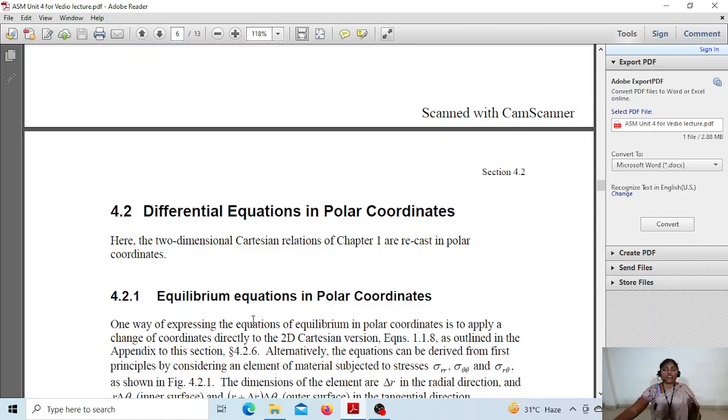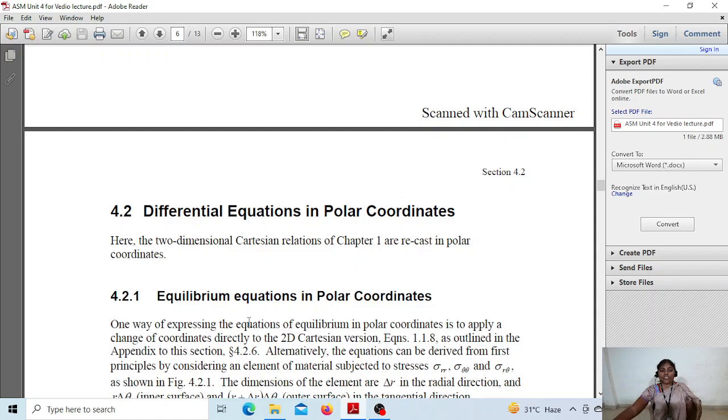We will have 3 equilibrium equations for which 3 unknowns can be solved. In simple terms, suppose a beam is loaded with a UDL or a point load. You know that you will have shear force, bending moment, deflection in x direction, deflection in y direction, deflection in z direction.